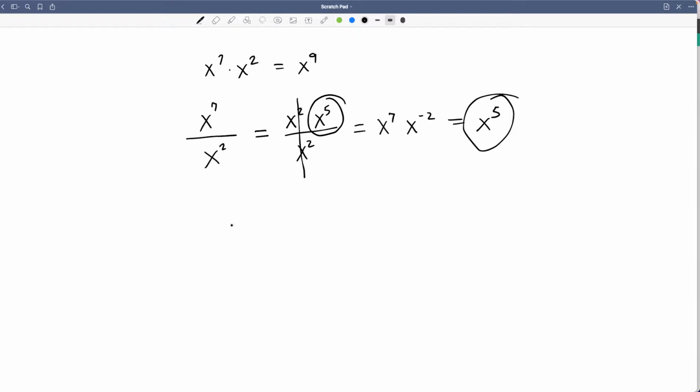Okay? The other and final exponent rule we're going to talk about is the power rule. And that's when we have a base and an exponent raised to an additional exponent power. And all we do here is simply multiply. 7 times 2 would be 14. So this would be x to the 14th power. Easy peasy. Those are our 3 rules that we use for exponents. And those are also the only 3 rules for exponents. Those are the only 3 rules that are used for logarithms as well.